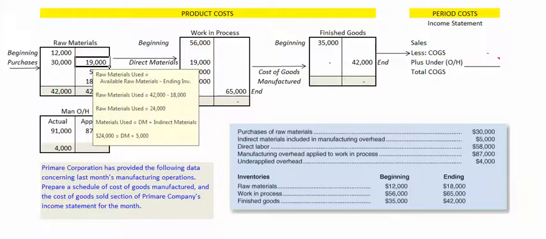Again, we had $42,000 available. We had 18 left over, which meant we used 24. And if 5,000 of this were for indirect materials, that means that direct materials would have been $19,000.